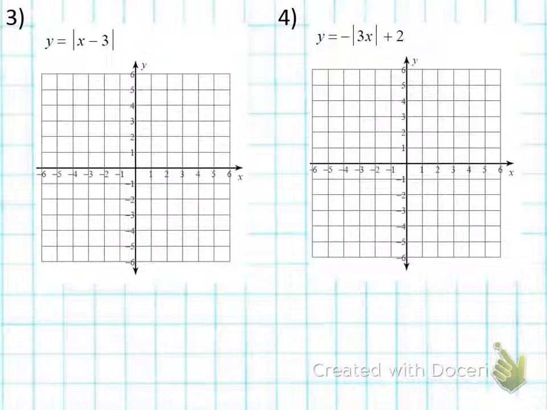Okay, continuing with number 3. So we got y is equal to the absolute value of x minus 3. So it looks very similar to a line. It's very simple. Is it in the right format? Let's do this one together, and then you're basically copying what I'm doing. I'm going to check on you, so make sure you're participating. Is it in the right format, everyone?